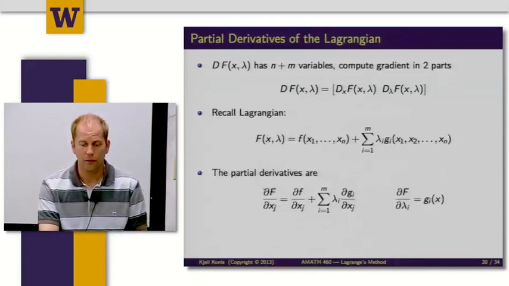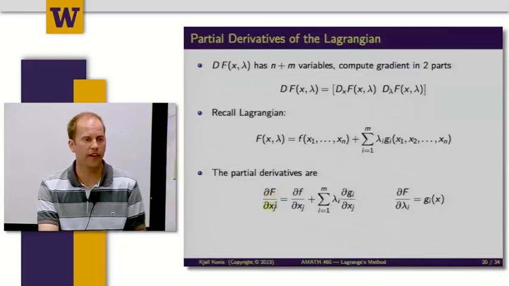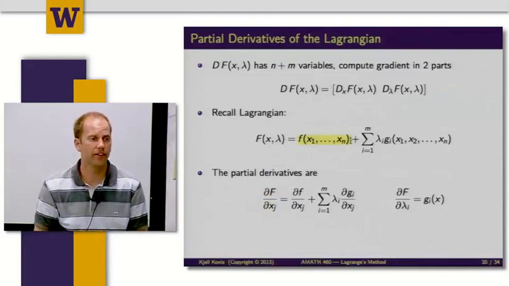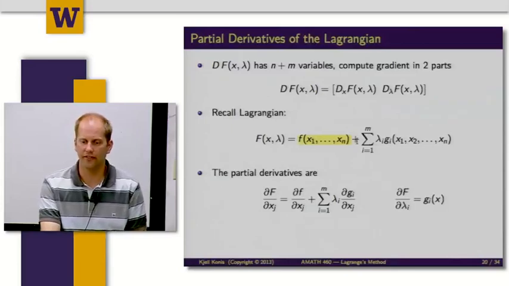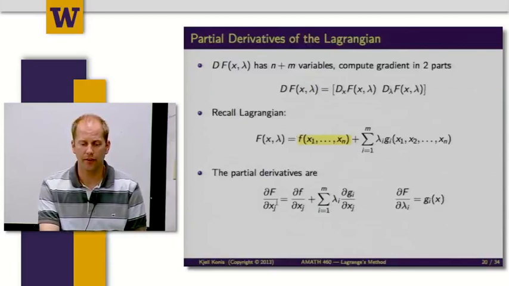And now if I want to take the partial derivative of the Lagrangian with respect to one of the x variables, what I'll end up with, because differentiation is a linear operation, so the derivative of a sum is the sum of the derivatives. So if I'm taking the partial with respect to xj, I'll end up with the partial derivative of little f with respect to xj. So that's my first term here.